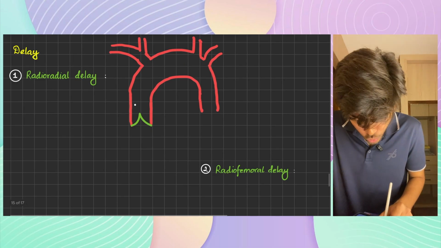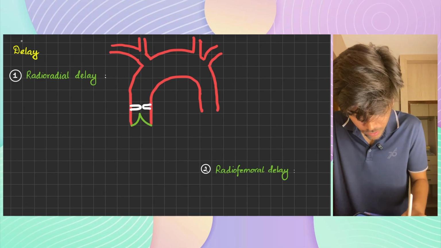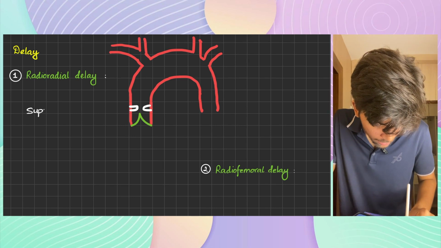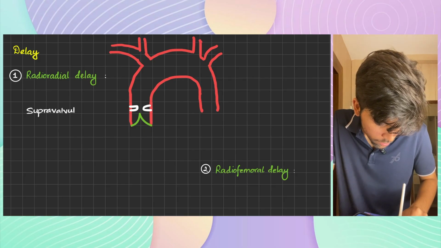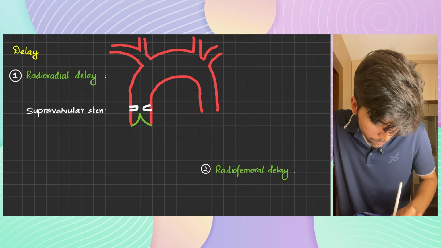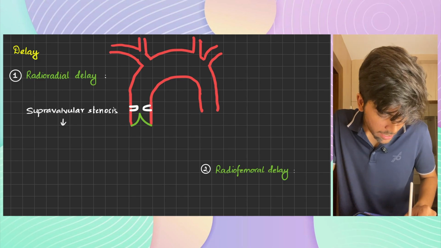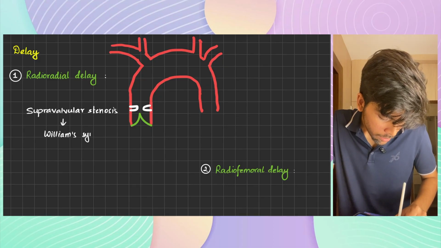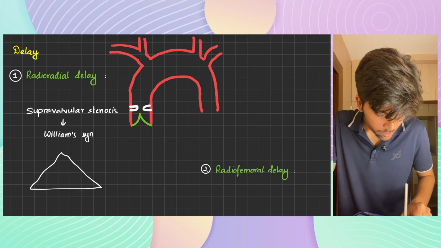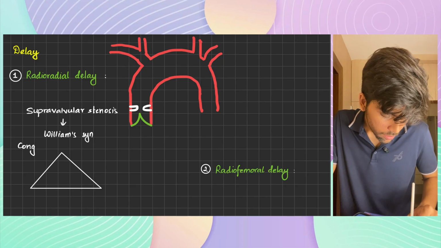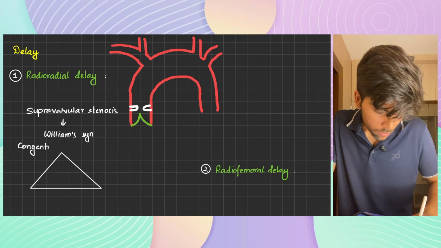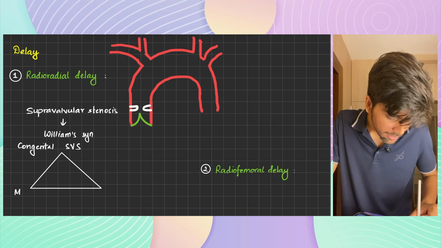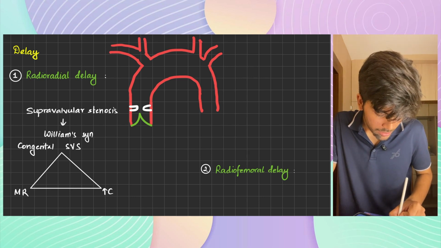There can be supravalvular stenosis, which is associated with Williams syndrome, which is characterized by a triad of congenital supravalvular stenosis, mental retardation, and hypercalcemia.